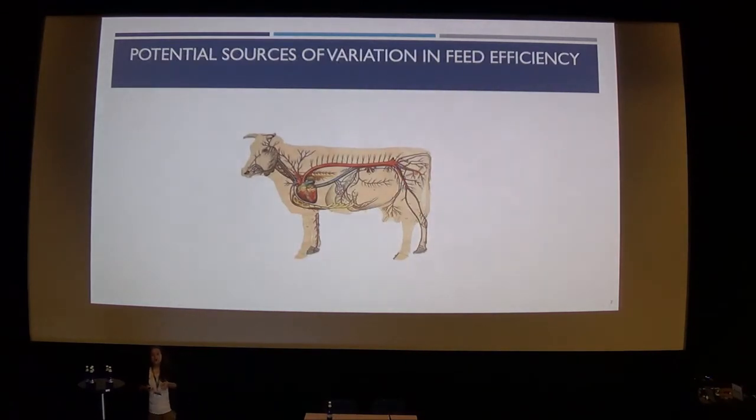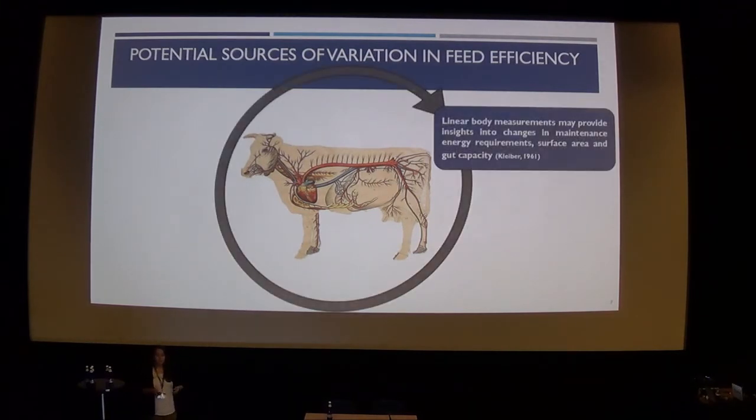So to date, we haven't yet completely elucidated the biological basis of feed efficiency. And of course, there are many factors that could be influencing this biology. But for example, we've been trying to optimize animal size in relation to optimal production for many years. And this is very important since animal size has huge impacts on both economical and biological efficiency. But more specifically, linear body measurements may also provide insights into the changes in maintenance energy requirements, the surface area, as well as gut capacity.